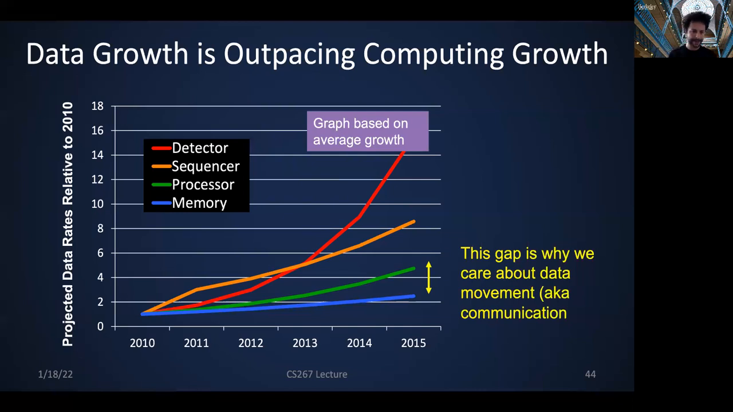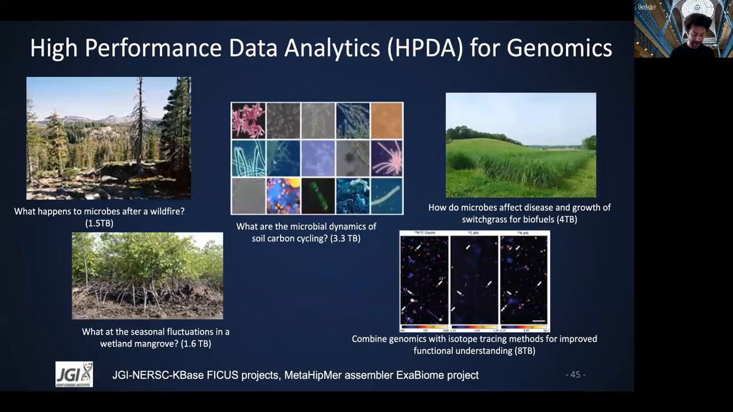And the other parenthetical side note, which is a conclusion of this picture, is that this gap between processor and memory that's been opening up is why we care about data movement, because the cost of accessing data is increasing relative to the processor speed. And of course, Jim will cover a lot about communication avoiding algorithms as part of the sources of parallelism lectures. And we're going to come back to that theme over and over again throughout the semester.